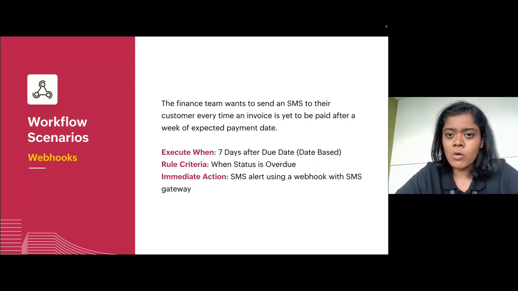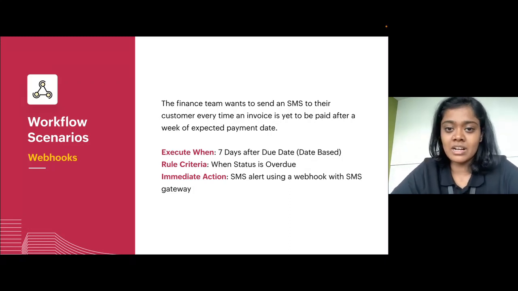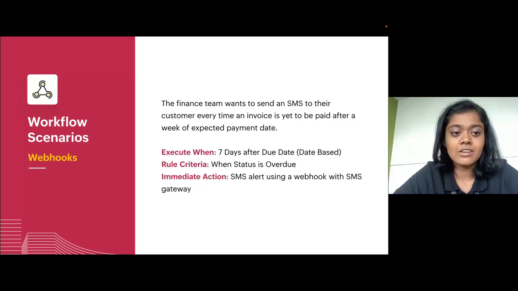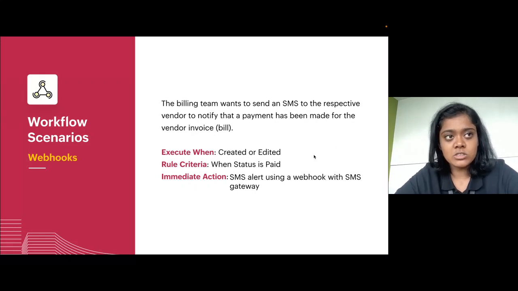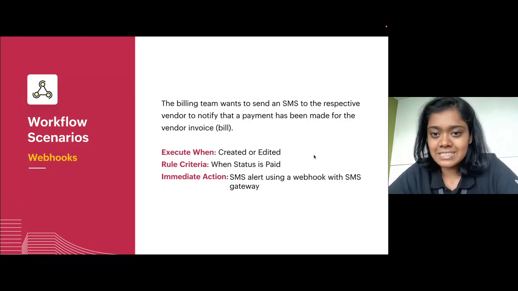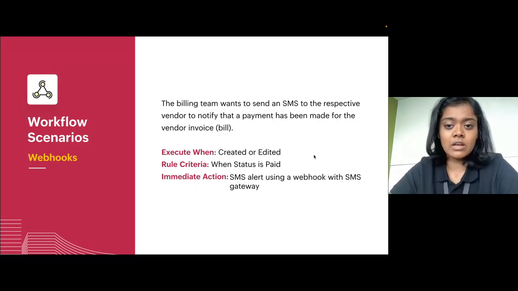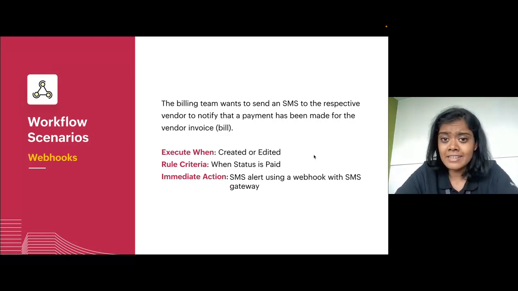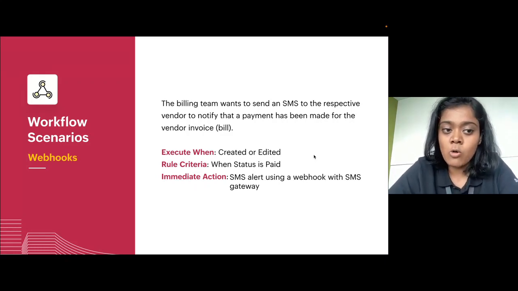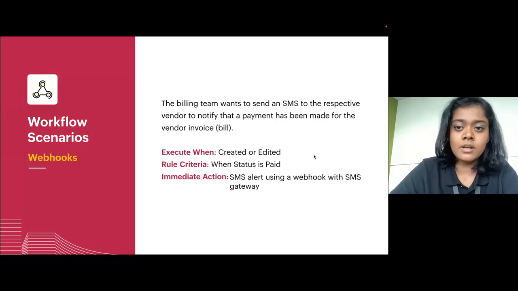For example, if my finance team wants to send an SMS to our customers every time an invoice is yet to be paid, even after a week of the expected payment date, or every time my billing team wants to send an invoice to our vendors to notify them that a payment has been made for the bills, as in the vendor invoice. If I have an SMS gateway, I can push the data to my SMS gateway and trigger it based on the occurrence, and that will get executed accordingly. I'm going to show how webhooks work with the help of a test webhook.